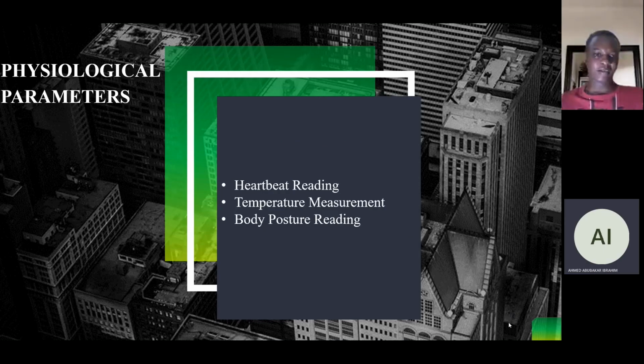My name is Mohamed Lamin Jalo. I will be talking about the physiological parameter, which is the heartbeat reading, temperature measurement, and body posture reading.